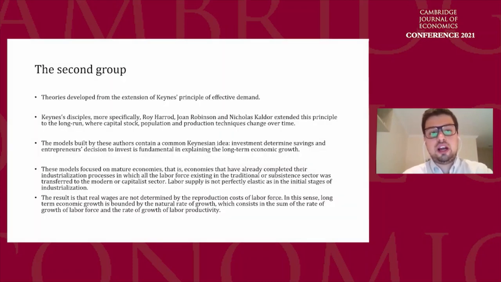The second group is derived from the Keynesian principle of effective demand. It was for Keynes' disciples to extend the principle of effective demand to the long run, specifically Roy Harrod, Joan Robinson, and Nicholas Kaldor, which allowed for changes in capital stock, population, and production techniques over time. The models built by these authors also contain a typical Keynesian idea, which is that investment determines savings, and entrepreneurs' decisions to invest are fundamental in explaining long-run economic growth.